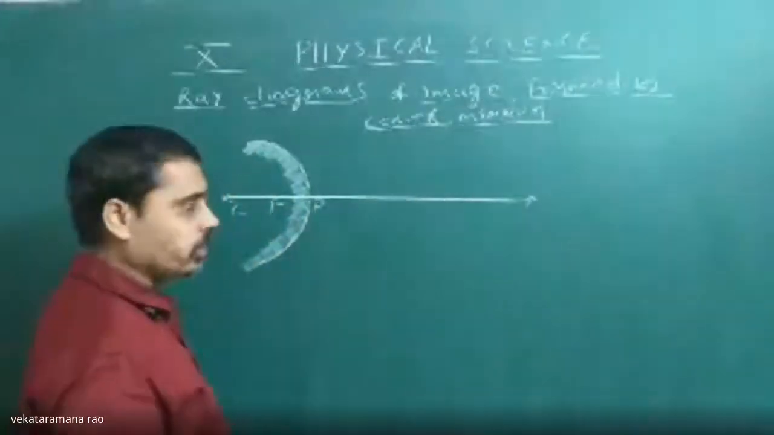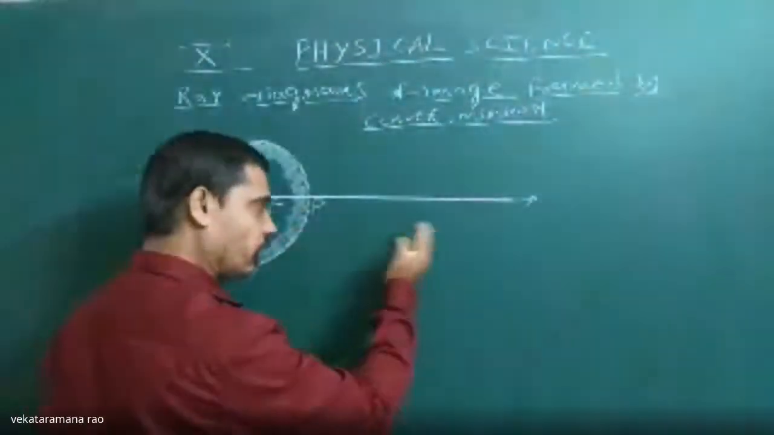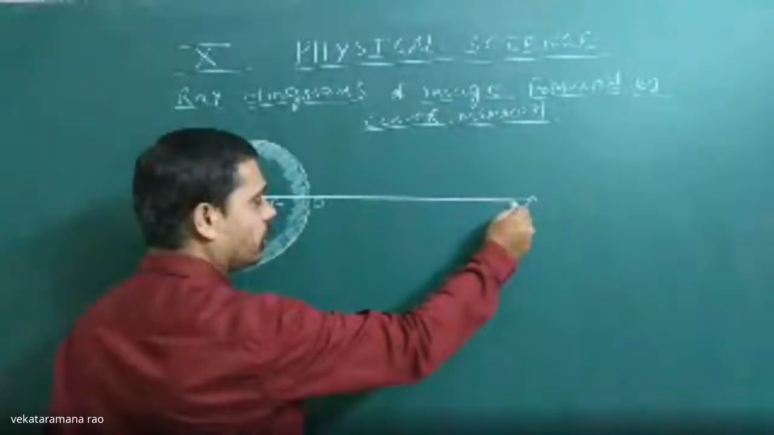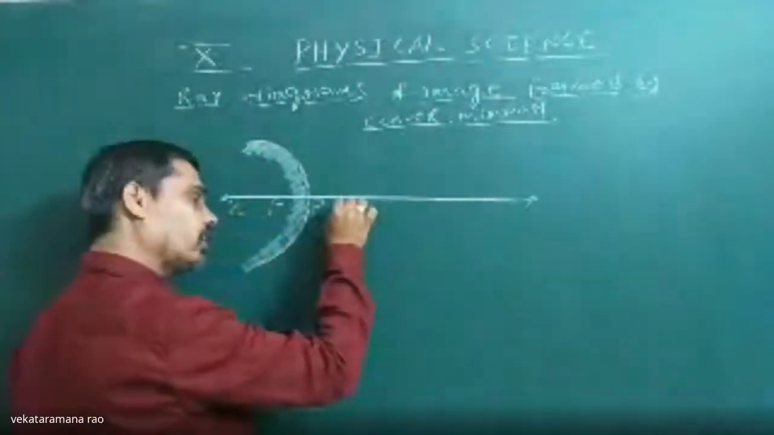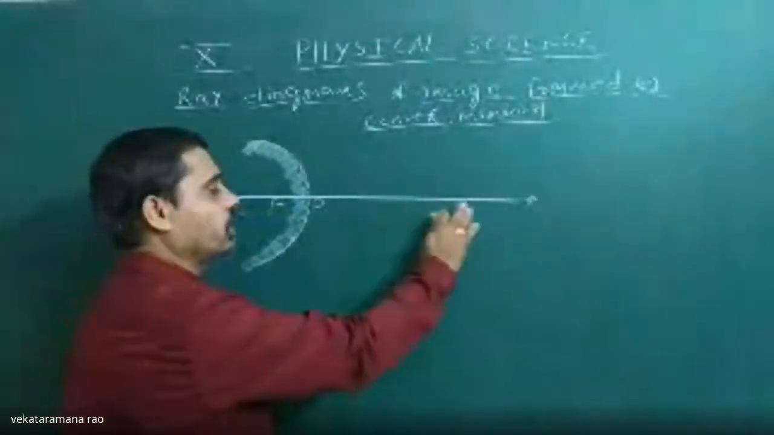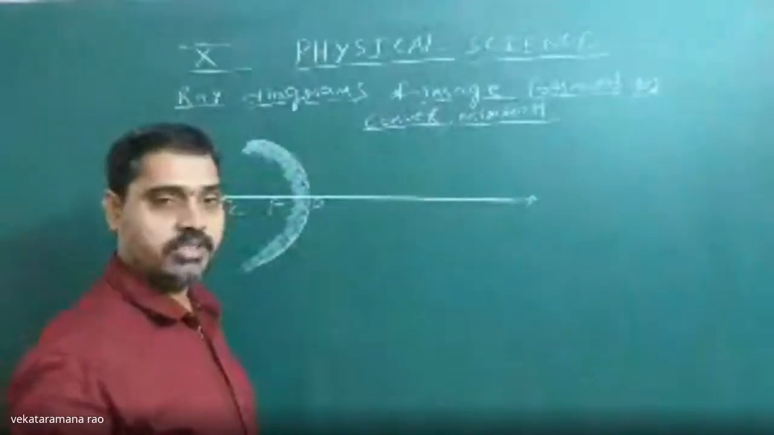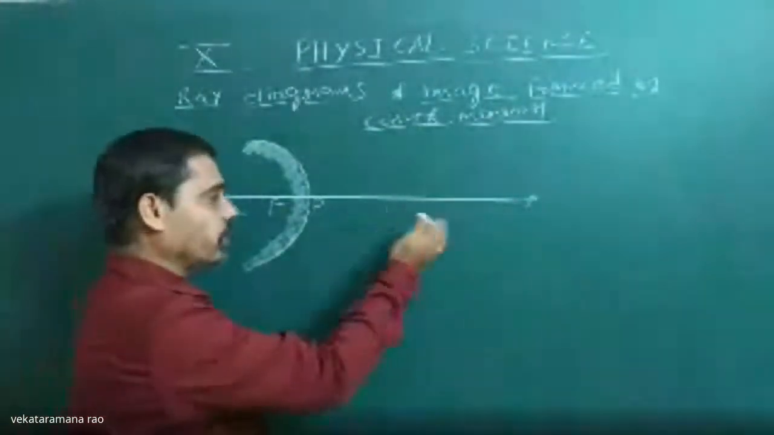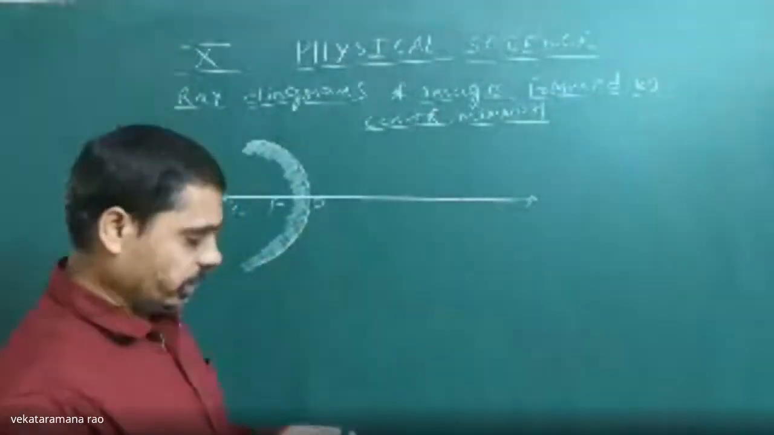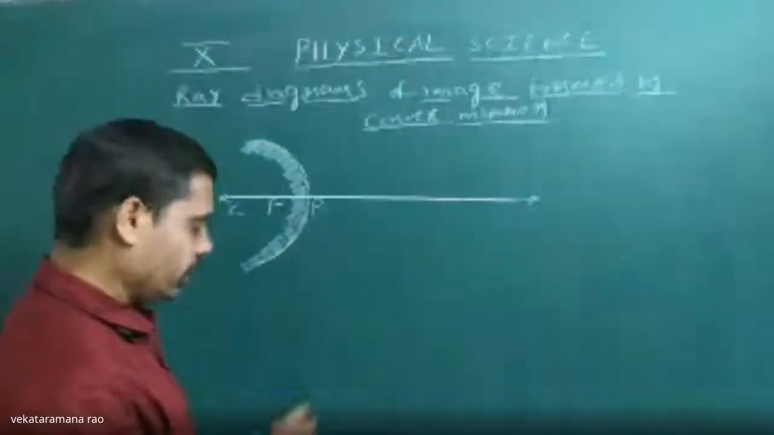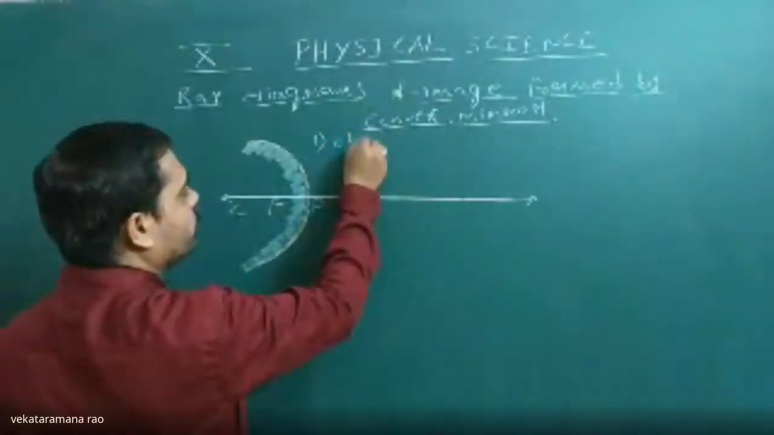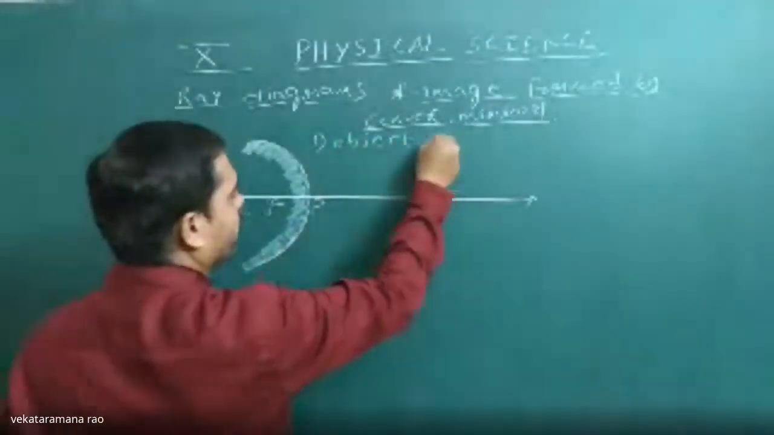One will be object at infinity. Next will be object in front of the mirror, but between pole and infinity. If you place the object here or here or here, no difference will be there. Why no difference? Because it doesn't have any center, it doesn't have any focal point. As a result, we can tell that the object is in front of the mirror between pole and infinity. So first, let us assume that the object is at infinity.